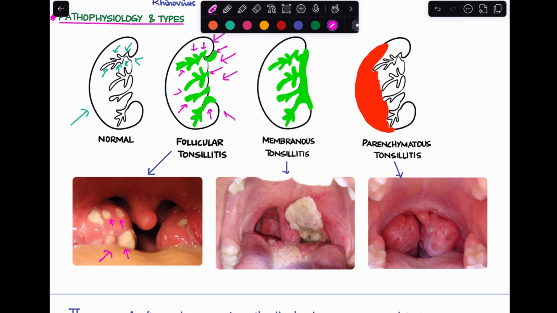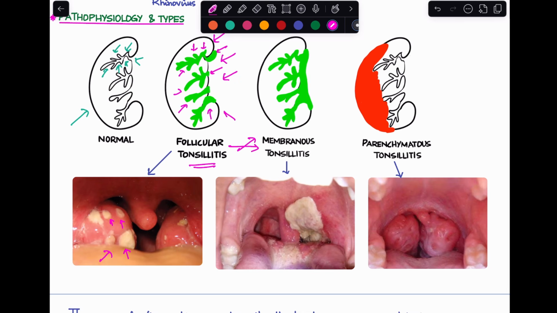Next, moving on to our third type, we have the membranous tonsillitis. Now, membranous tonsillitis is a stage of tonsillitis which is ahead of follicular tonsillitis. So if follicular tonsillitis keeps going on without being treated for a while, this will convert to form a membranous tonsillitis. So what happens here?